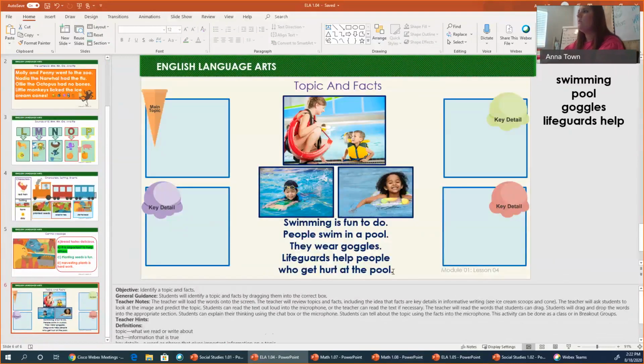Now, boys and girls, we talked about topic and facts yesterday. The topic is the main idea. It's what we read or write about. And the fact is information that's true about our main topic.